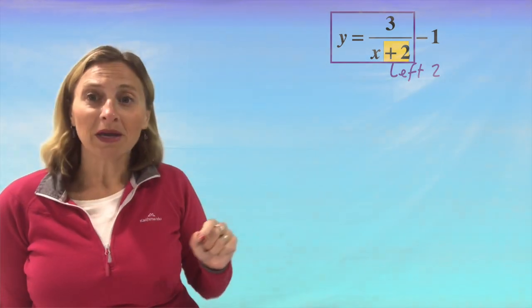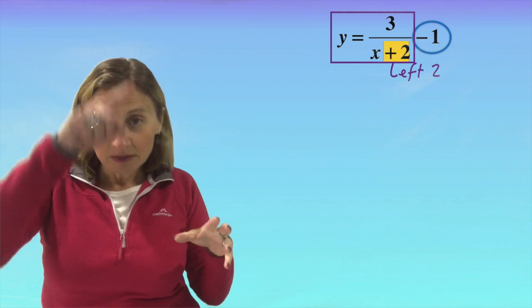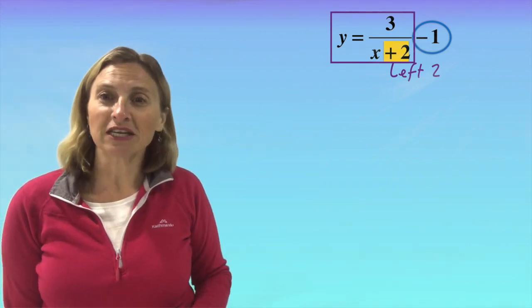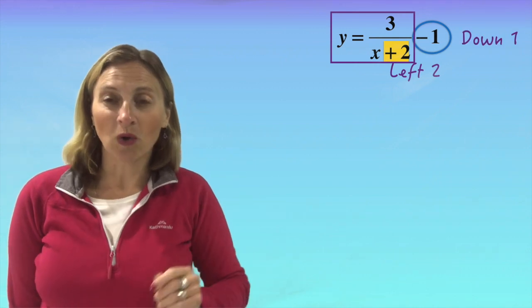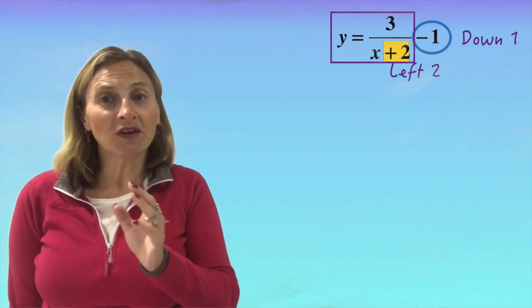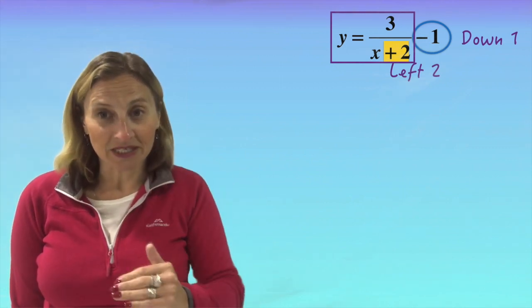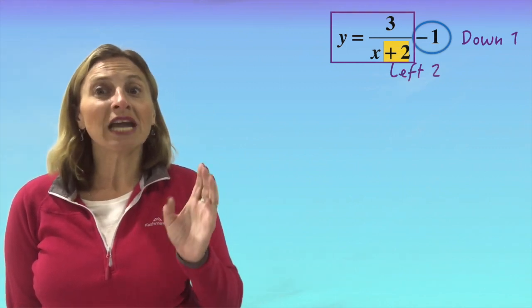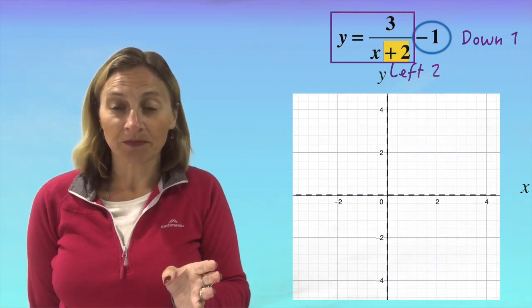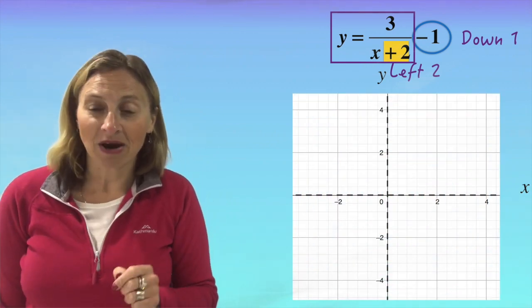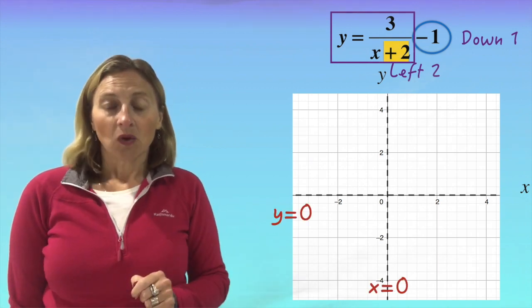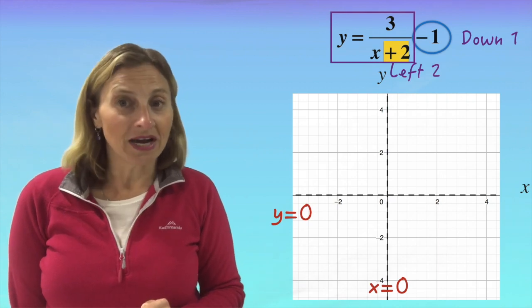Remember, the 3 at the top is going to make everything a little bit steeper. And then we have minus 1, which tells us that the graph goes down 1. But remember, because this is a hyperbola and we're moving it right or left and up and down, we're going to do the asymptotes first because that's going to make it easier to draw it in the long term. So we know that our basic graph has asymptotes at x equals 0 and y equals 0. We need to think about what our new asymptotes are going to be.